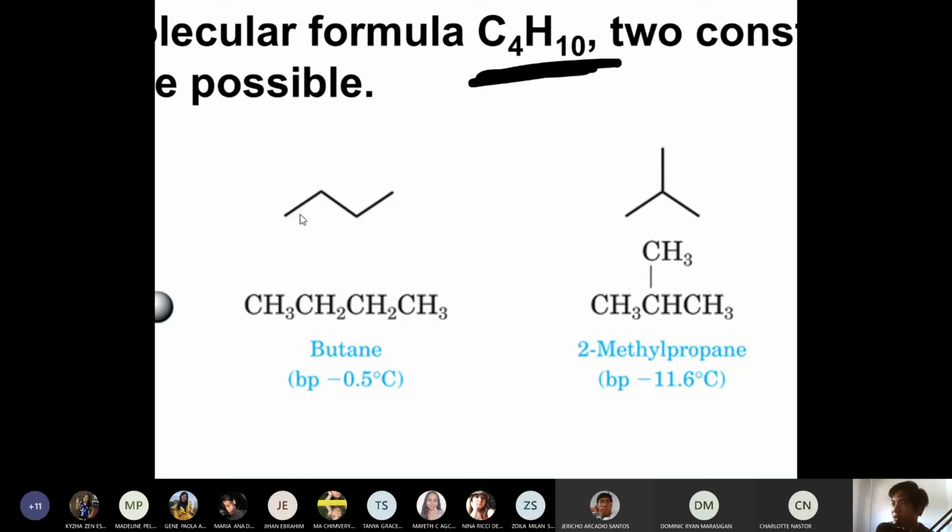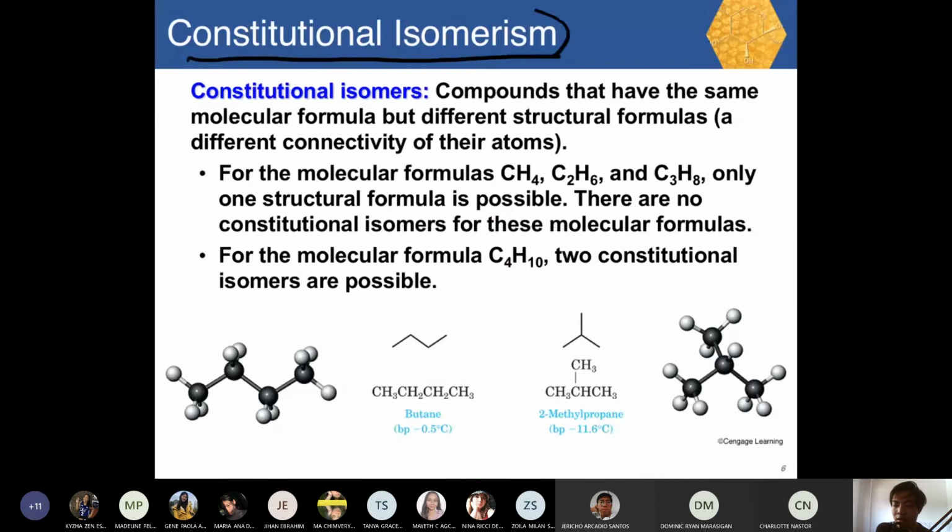Magkakaiba sila ng dinudugtungan. Dito, naka-straight zigzag lang siya lahat. Walang nakatusok. Ganyan lang siya. However, dito sa kabila, may nakatusok na group. Okay? So, they have the same formula. However, they have different connections. Different connectivity. Ano tawag sa kanila pag ganun yung case? Tawag sa kanila ay constitutional isomers. Constitutional isomerism yung case na yan.